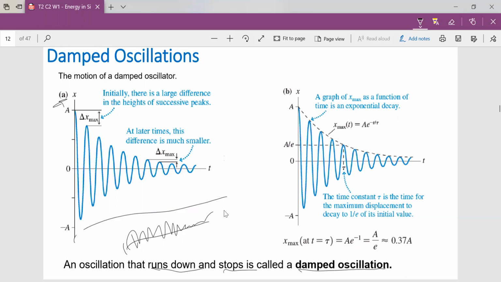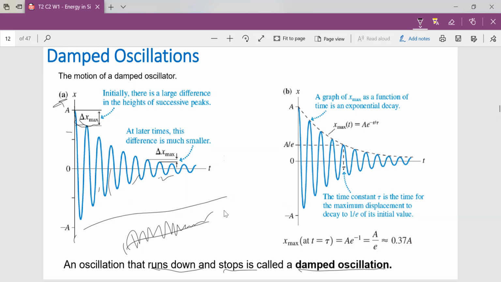Okay, so we have in figure A a typical oscillation that fades away, which we describe as damped oscillation. Initially, there's a large difference in the height of the successive peaks. You can see it's obvious, the difference in the height. By the time it returns, it did not get to that former height. It's dying out until it fades away. This is what we call damping.